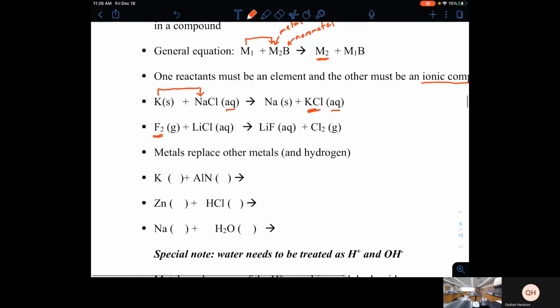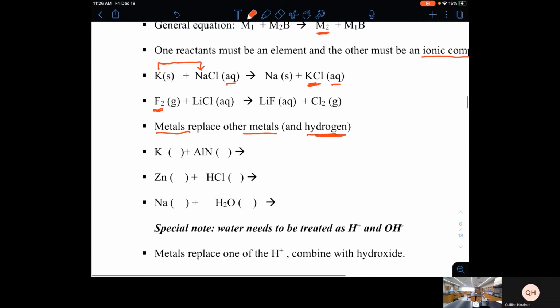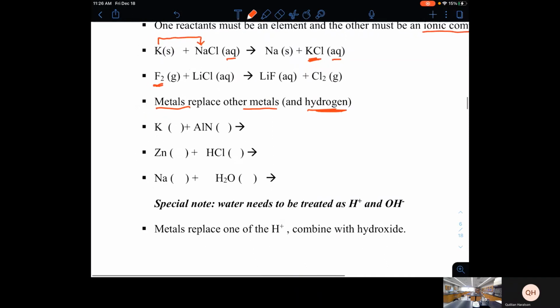So we're going to look at metals displacing metals. And that's what it says right here, metals replacing metals. And if you remember, hydrogen is a non-metal, but hydrogen is also confused because hydrogen wants to react like a metal. So hydrogen has a tendency of taking on a positive charge. And all the other nonmetals want to form these anions. But hydrogen wants to exist like a metal in this case.